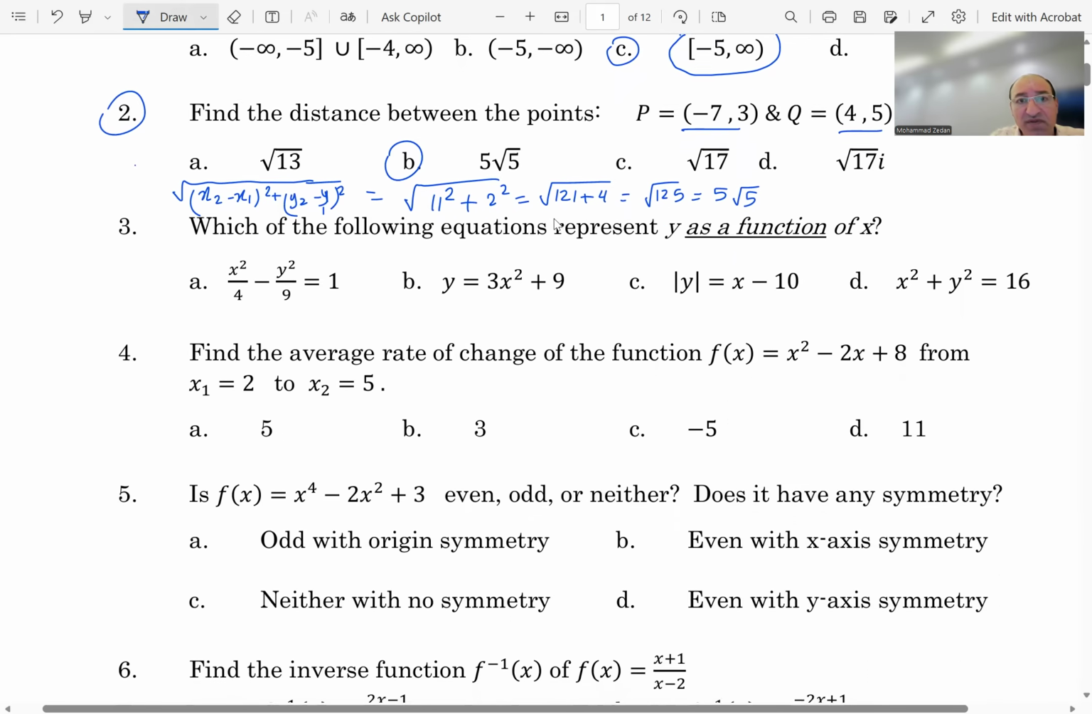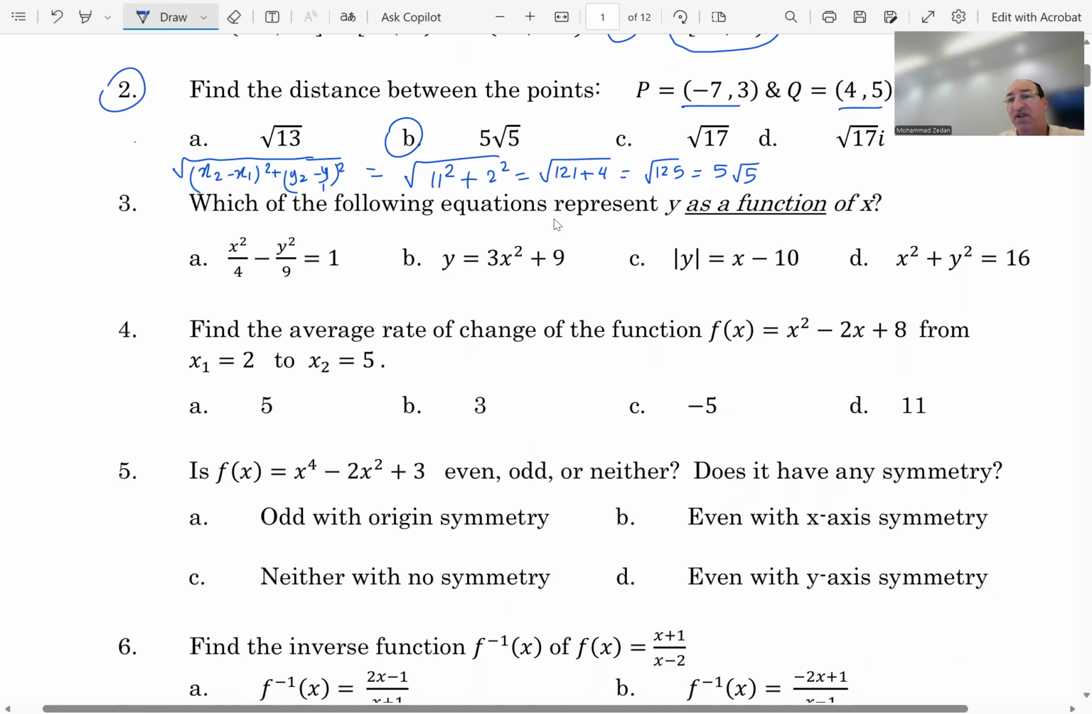Question number three: which of the following equations represents y as a function of x? In this type of question, please cancel any expression that has y to the even power, y squared, y to the power 4, something like that. Cancel this. This can never be a function. And also cancel the absolute value of y, because it has two possible values according to some condition of the absolute value function. So the only one to be a function is y equals 3x squared plus 9.